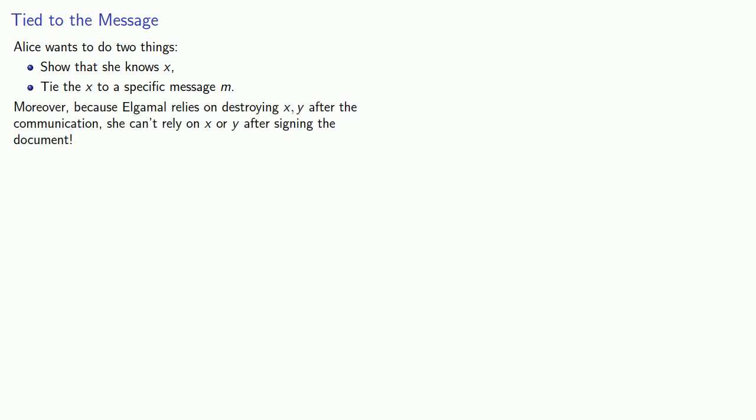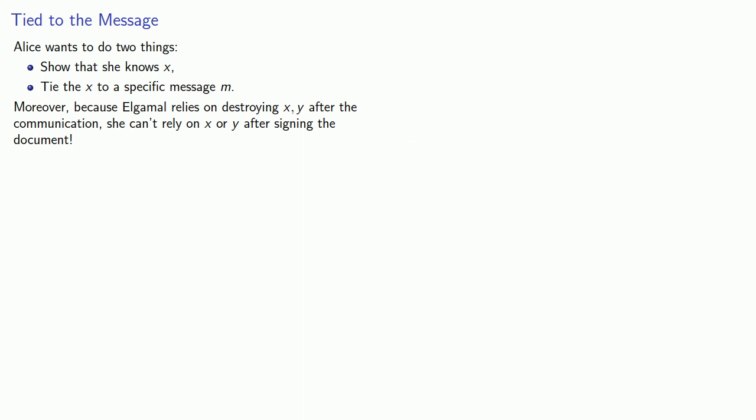And again, Alice can prove her identity by showing she knows X, and she could do this by announcing X. But this reveals too much information. And so Alice wants to do two things: show that she knows X, and tie the X to a specific message, M. And here's an important consideration. Because Elgamal relies on destroying X and Y, the private exponents, after the communication, she can't rely on X or Y after signing the document.